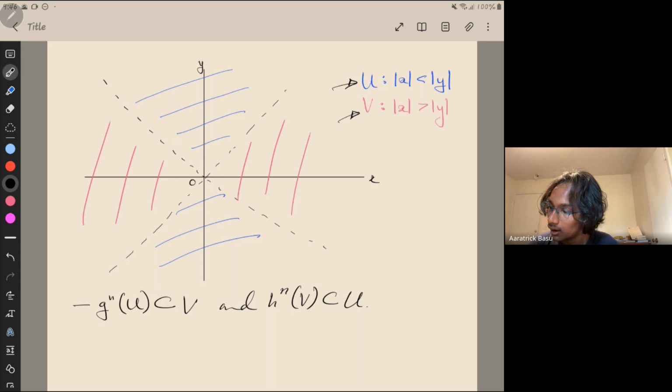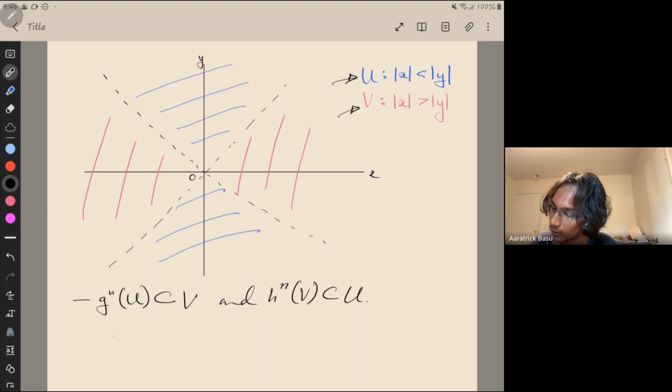Yeah. Now the point is that G to the N indeed pushes U inside V, and H to the N pushes V inside U. So why is this true? Let's do a quick computation. So suppose X comma Y belongs to U. This of course means that absolute value of X is less than absolute value of Y. Then if you look at G to the N times the vector XY, from the last page, we know this is X plus 2nY comma Y.